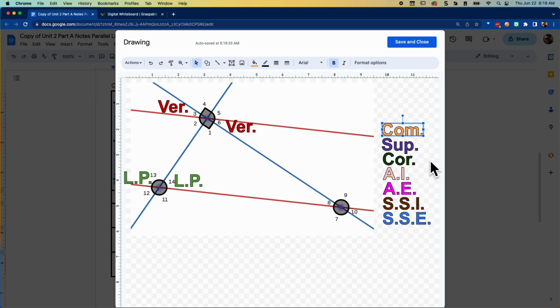Complementary means 2 angles that add up to 90. Well, 6 and 5 are going to add up to 90 right there, because they make a right angle. Supplementary, 2 angles that add up to 180. Let's do 7 and 8 down here. So there's a pair of supplementary angles.